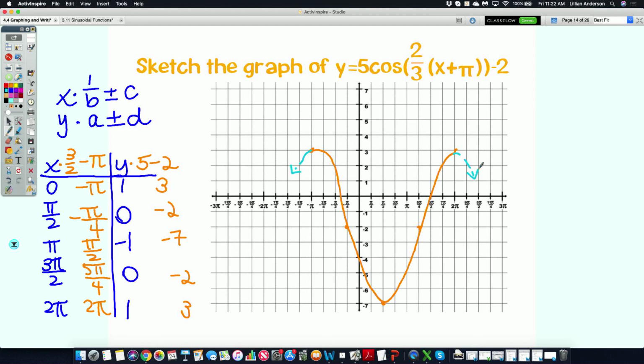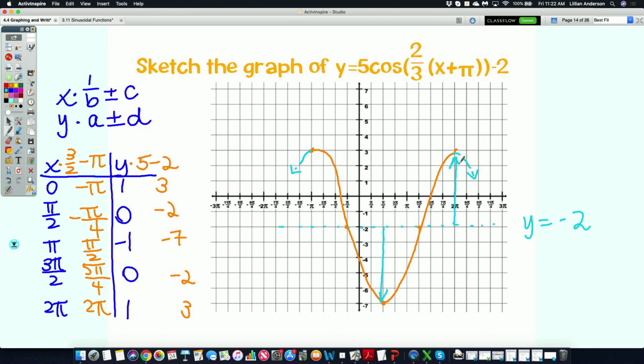The midline is the line that cuts the graph smack dab through the middle. In this case, it would be y equals negative 2. It's always y equals d. And as you can see, if I were to draw on that midline, it does indeed cut the graph in half. The distance between that midline and a minimum point, or that midline and a maximum point, is indeed 5 units. So that supports an amplitude of 5.